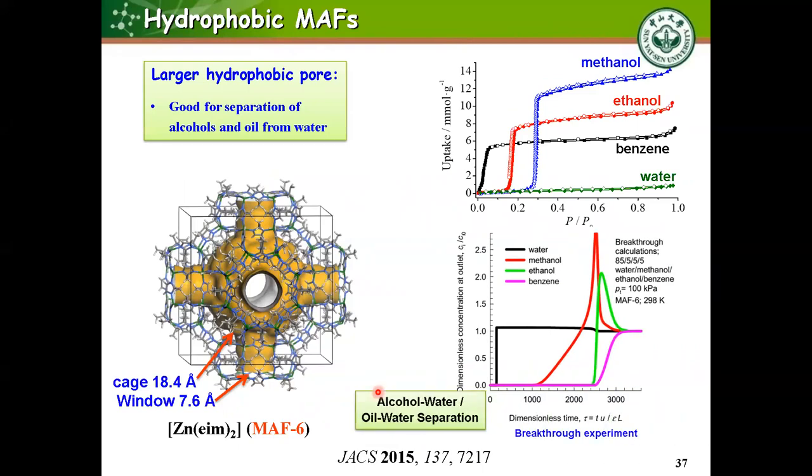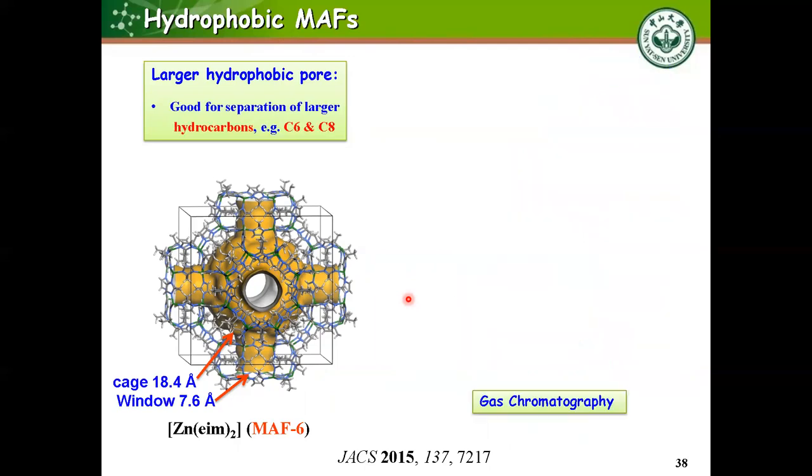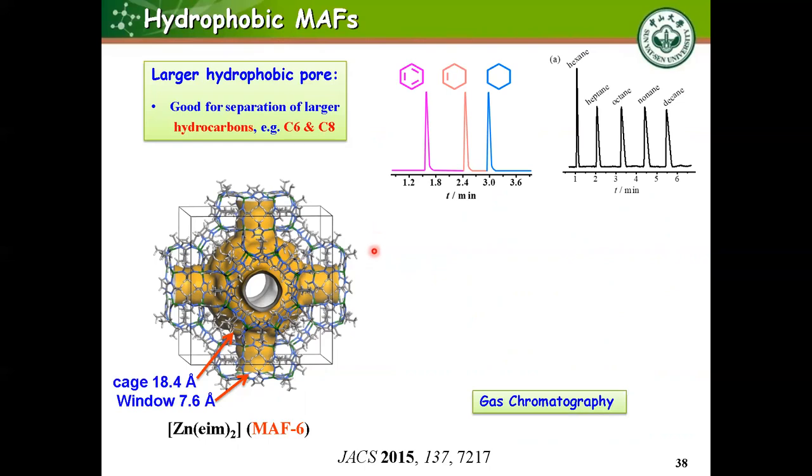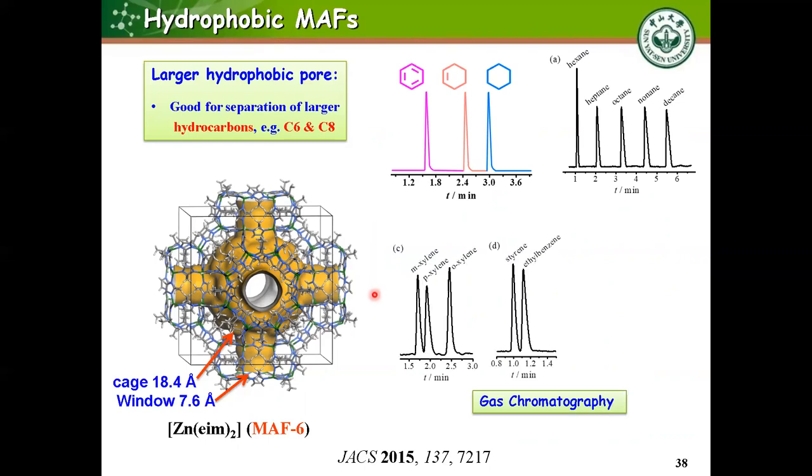Because of the hydrophobic pore, MAF6 can be used for separations of alcohol from water or oil from water, as shown by the absorption and breakthrough tests on the right side of this slide. Also, because of the large and hydrophobic pore, MAF6 can be used for chromatographic separations of similar carbon-6 to carbon-8 hydrocarbons, including cyclic C6, linear C6 to C10, C8 isomers, as well as linear and branched C6 hydrocarbons.